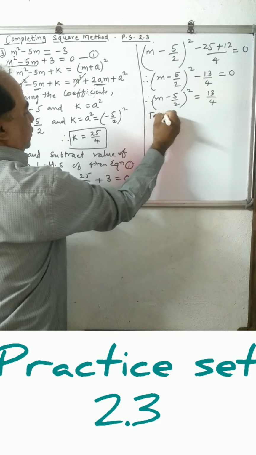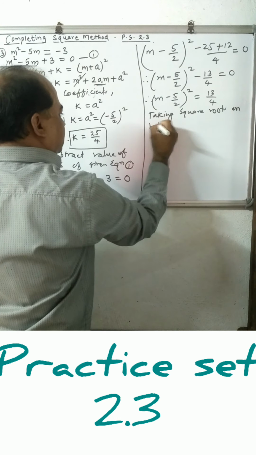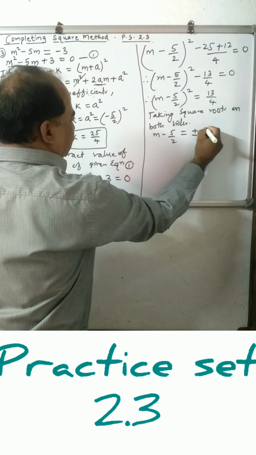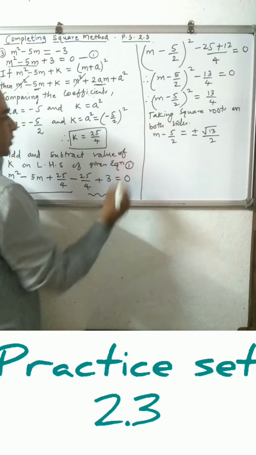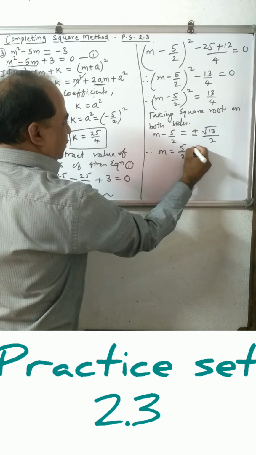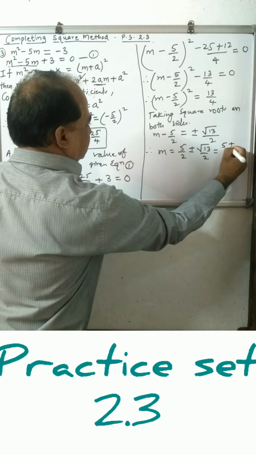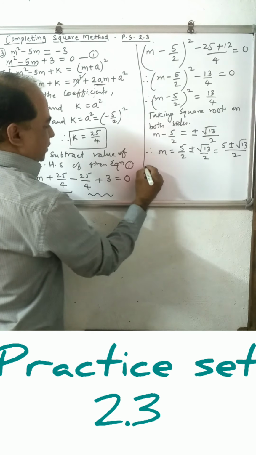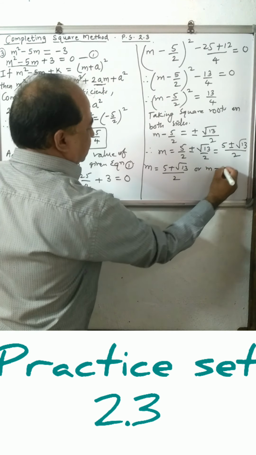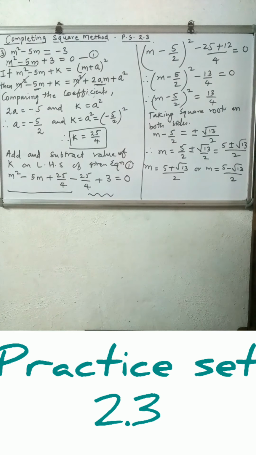Taking square roots on both sides, we get m minus 5 upon 2 is equal to plus minus square root of 13 upon square root of 4, which is 2. Therefore, m is equal to 5 upon 2, minus 5 upon 2 will jump, it will become plus 5 upon 2, plus minus root 13 upon 2, which is equal to 5 plus minus root 13 upon 2. That is, m roots are m is equal to 5 plus root 13 upon 2, or m is equal to 5 minus root 13 upon 2. These are the roots of the quadratic equation.